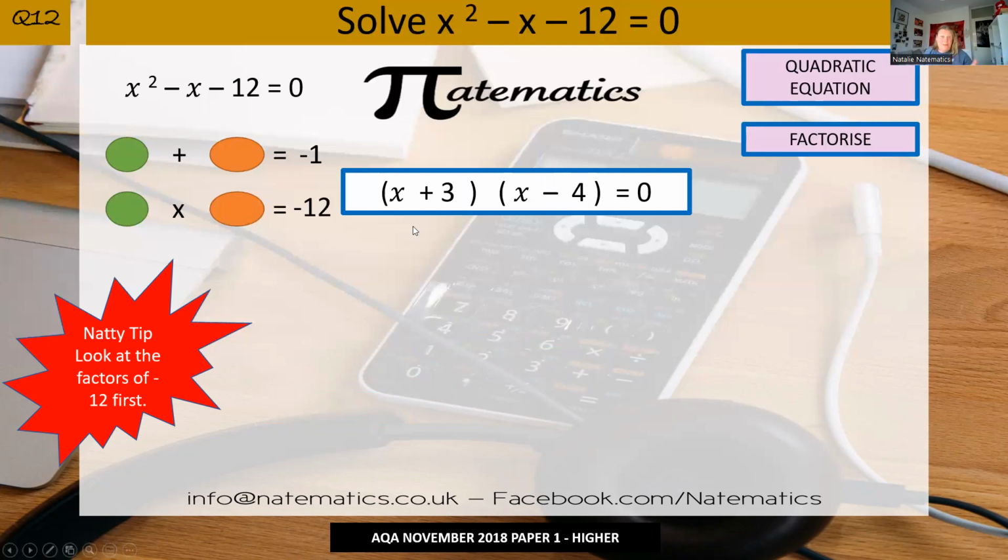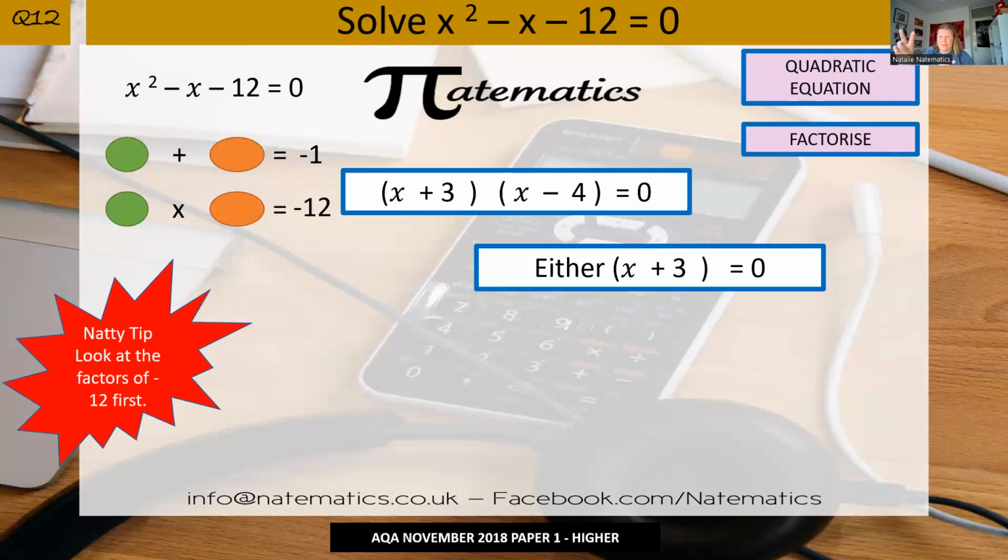Now remember, with algebra, what we're saying is it's some number plus 3 multiplied by some number minus 4. And when we do that, we get an answer of 0. So we've got to work out what those numbers are. Is there only going to be one solution? Is there only one value of x that can make this happen? Well, you've got 2 things multiplied together. So you've got to think, what makes something 0 when you multiply it with something? Well, anything times 0 is 0.